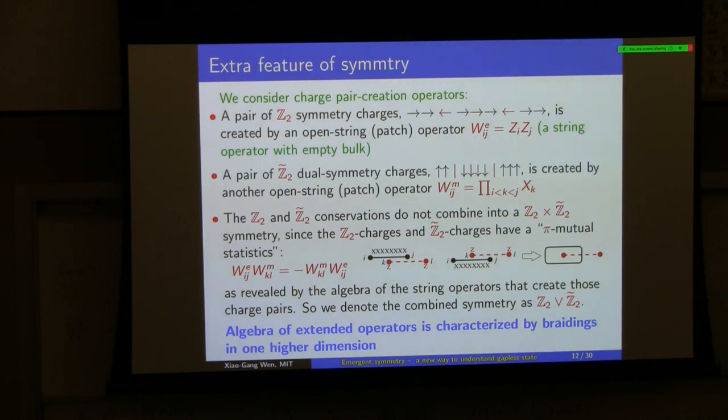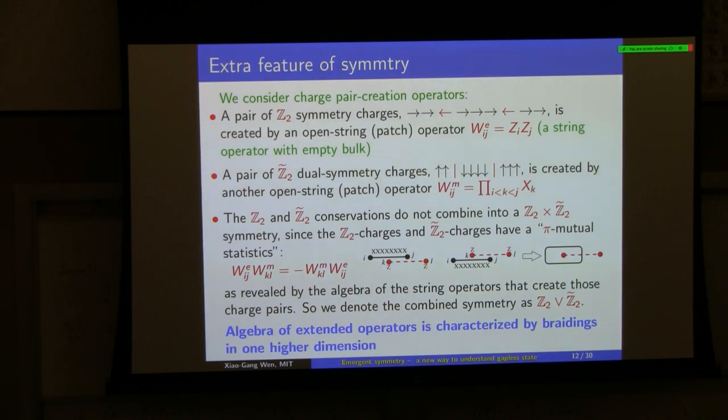Then we can see this extra feature. This extra feature is really encoded in the fact that these two charge pair operators do not commute, if the ends of the strings have a non-trivial linking, if they straddle in this particular fashion. If one string operator is inside another string operator, they would commute. But however, if they overlap in this particular way, they do not commute. Because one string operator is a product of X, and the other string operator is a ZZ at the end. Then you can see when straddled this way, this Z encounters one of the X on the same site, and they anticommute because X and Z anticommute.